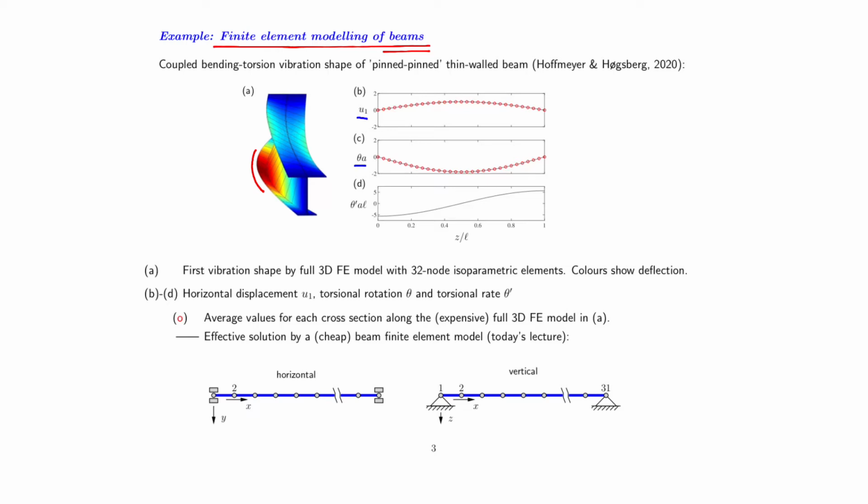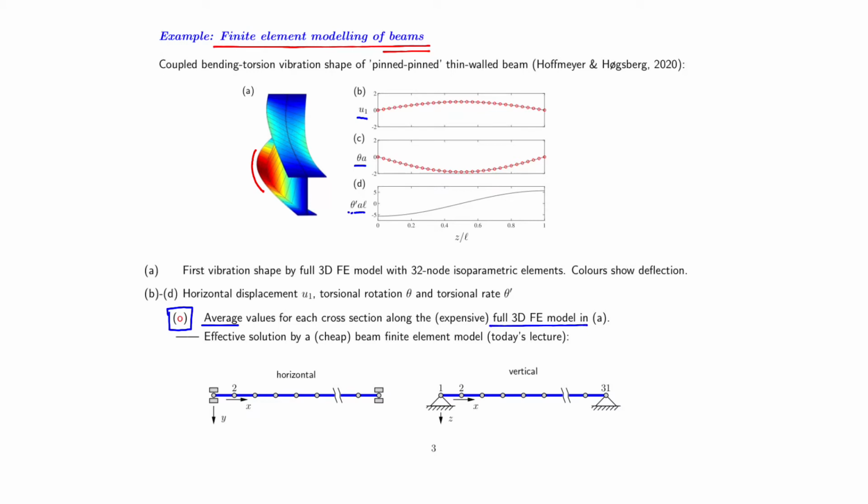In C, you will have the torsional angle with respect to the center line, and because it is a thin-walled beam, there will also be some warping deformation, and that is here represented by the gradient of the torsional angle. And what you see by the red circles are actually the average values over a given cross-section by the full 3D finite element method with the discretization that you can see in A.